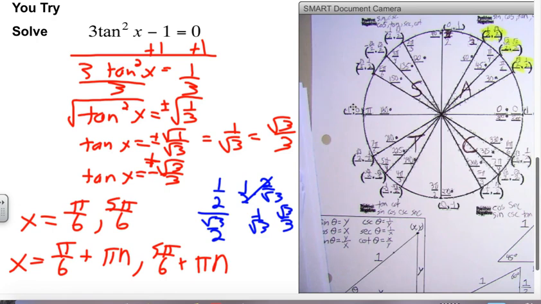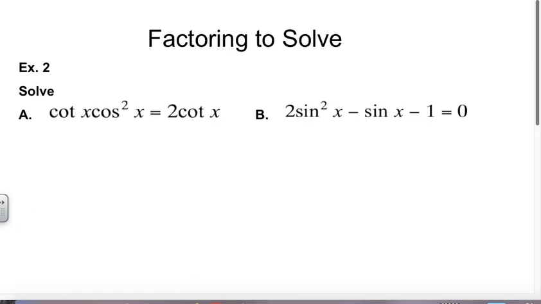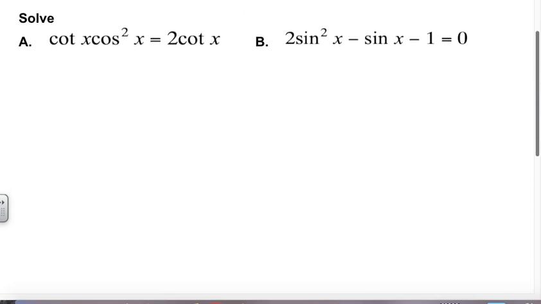All right, so those are our answers for that equation. Let's move on and look at ones that we might have to factor to solve. So this first one, we see cotangent of x cosine squared equals 2 cotangent of x. When you see that you've got common terms, there's not just one type of trig function that you need to isolate. Right here we've got multiple trig functions and some of them are in common.